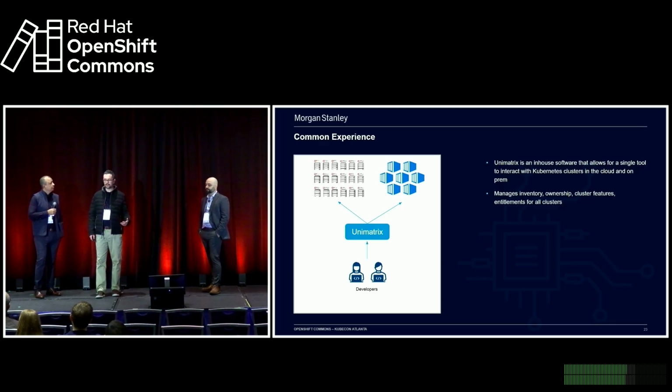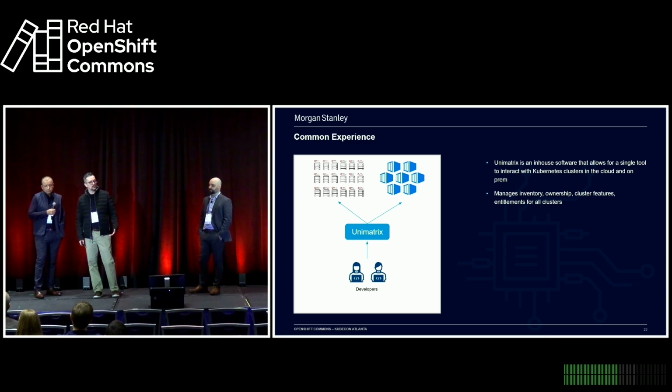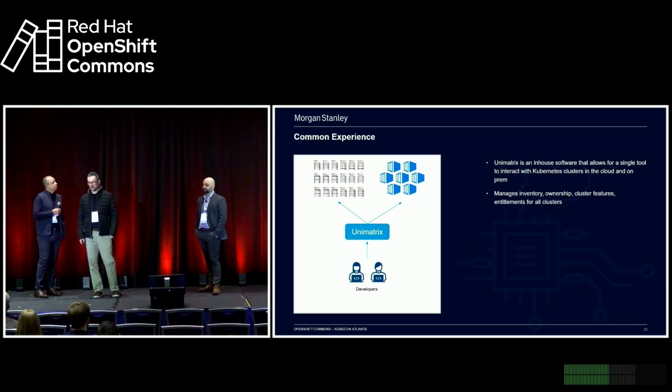So Unimatrix abstracts the infrastructure, so developers don't need to worry about the infrastructure. It is a single control mechanism, and it manages lots of things in Kubernetes, for example, ownership, entitlements, logins, namespace management, and feature installations.